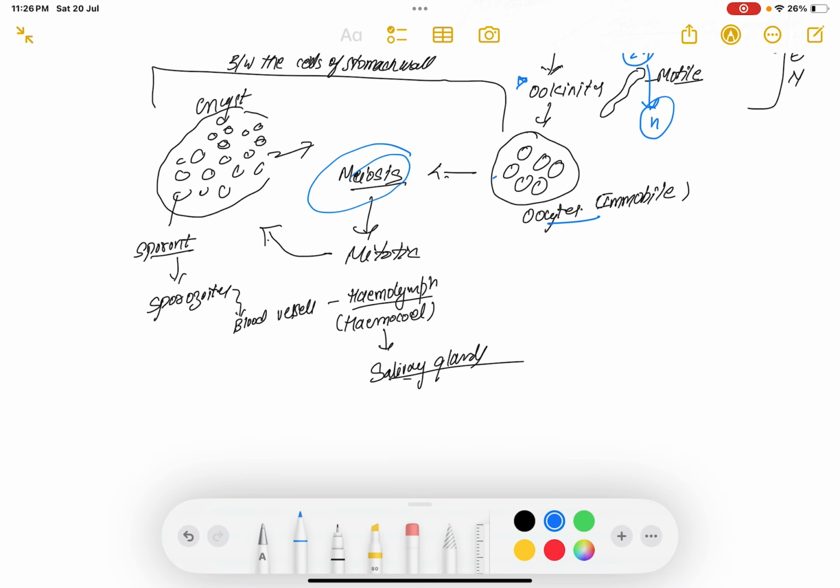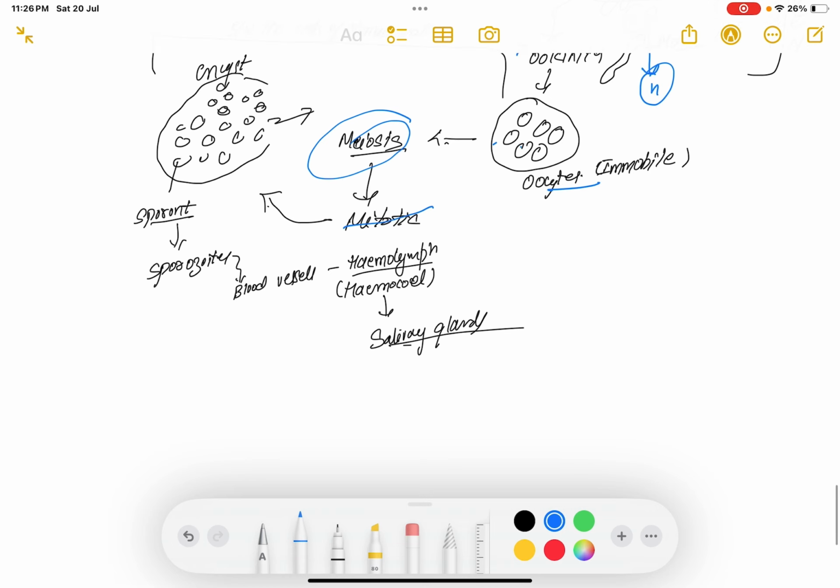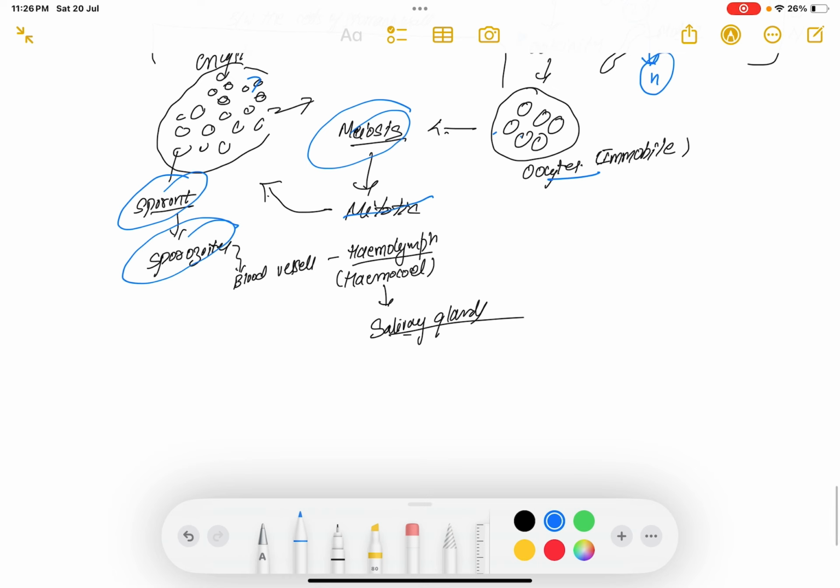Then after becoming haploid, the cells again undergo mitotic divisions, and in the cyst there is formation of sporoblasts, and then these will become sporozoites. When they become sporozoites, they enter through the blood vessels into the salivary glands, and now again the cycle will start. The sporozoites will infect. This is the cycle of plasmodium.